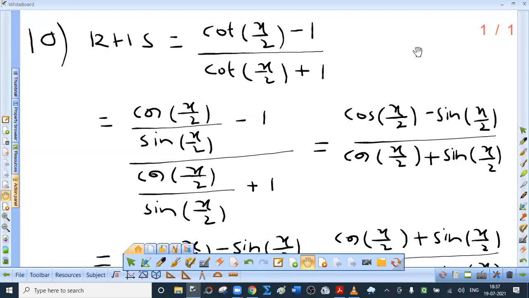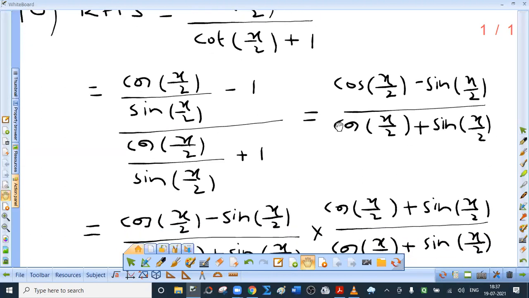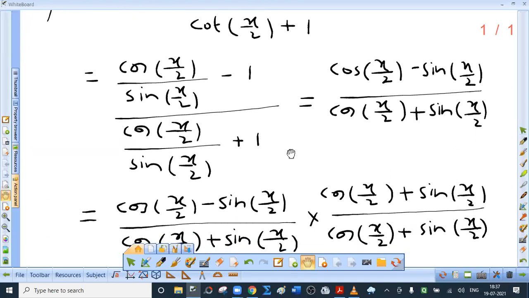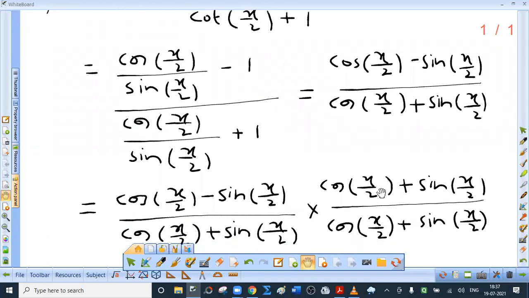Sum number 10. We begin with RHS. Cot x by 2 minus 1 upon cot x by 2 plus 1. What is cot? Cos by sin. Multiply numerator and denominator by sin x by 2 to get this. Now multiply numerator and denominator by cos x by 2 plus sin x by 2.